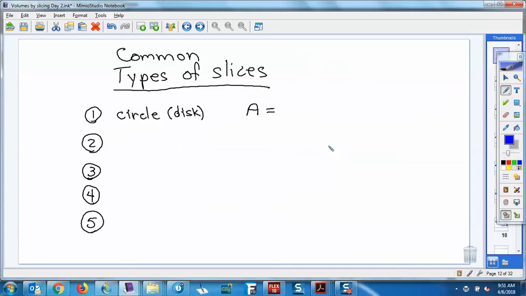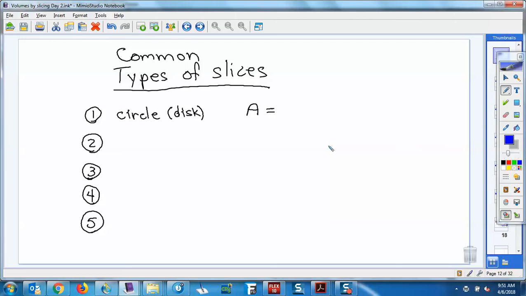With the lemon. And so today we're going to make a list of slices. There's 5 different slices that I'm going to have you deal with in volume problems this year, and these are the ones you would commonly see on the AP test. Sometimes they throw in a different one, but it's definitely one you should be able to think your way through. We'll look at some examples of that as we go along.